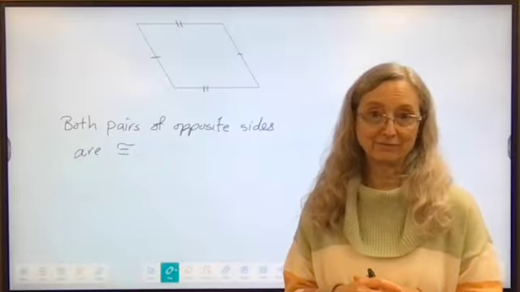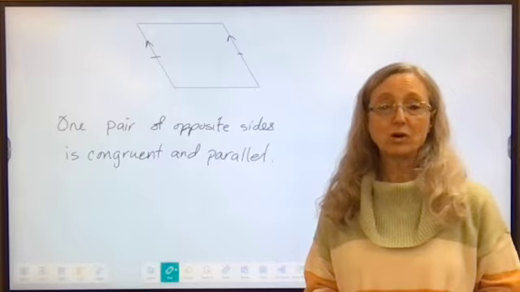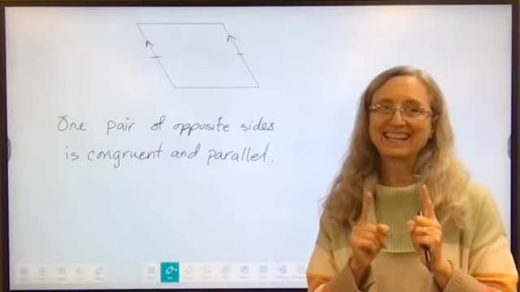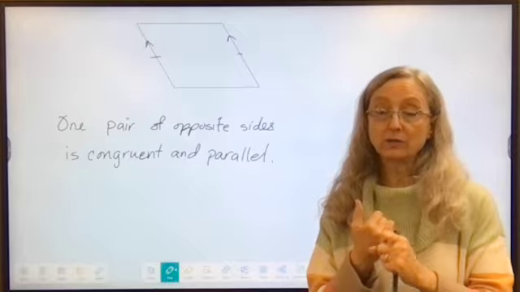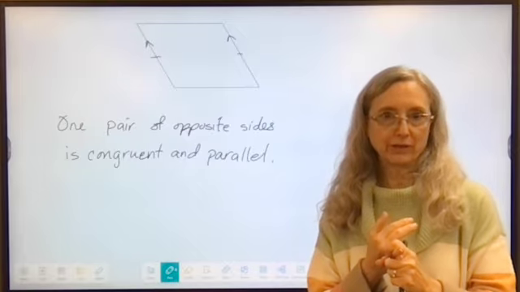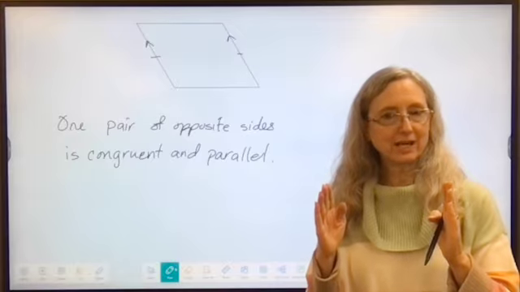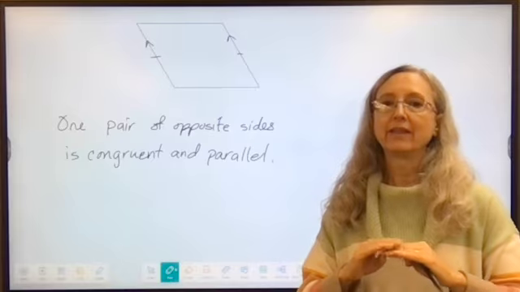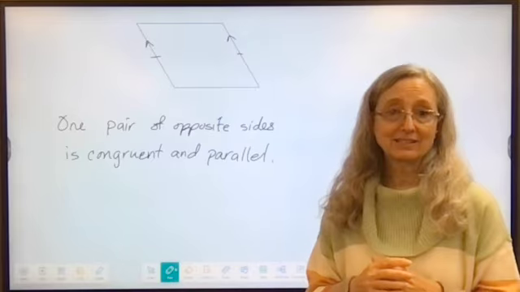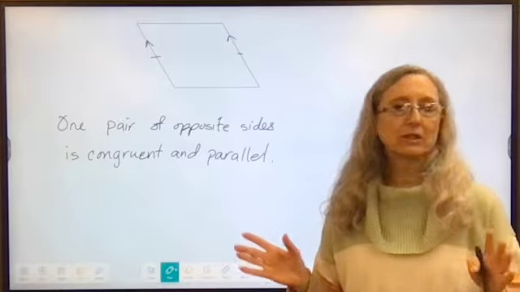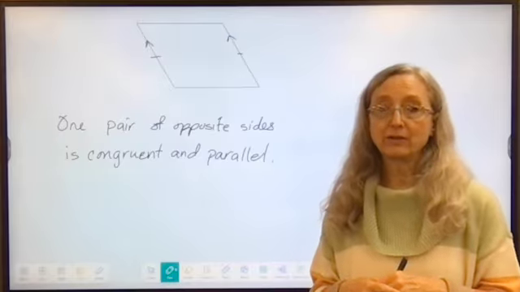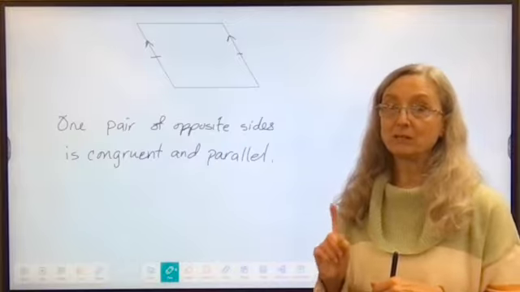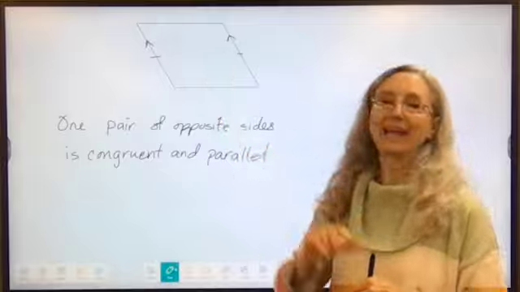That would be enough. You can show a quadrilateral is a parallelogram with just one pair of opposite sides if that pair is not only congruent but also parallel. So if I have a pair of opposite sides in a quadrilateral, they're the exact same length and they're parallel, then automatically the figure has to be a parallelogram. I don't need to know anything about the angles or anything about the other opposite sides. That one side is enough, but it has to be both congruent and parallel.